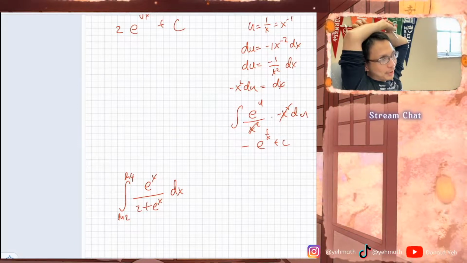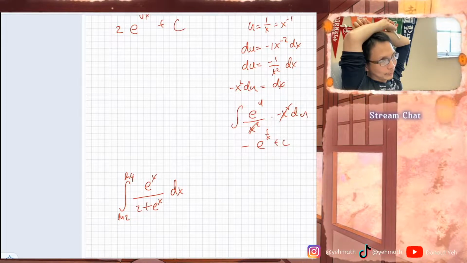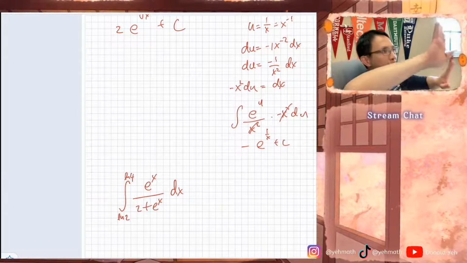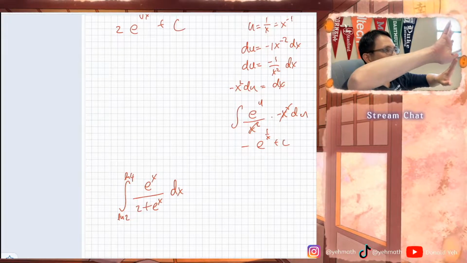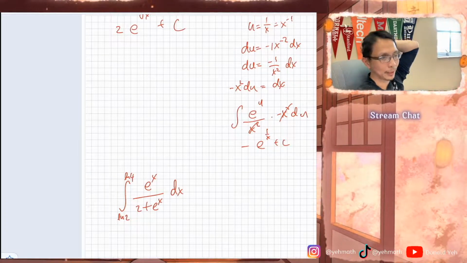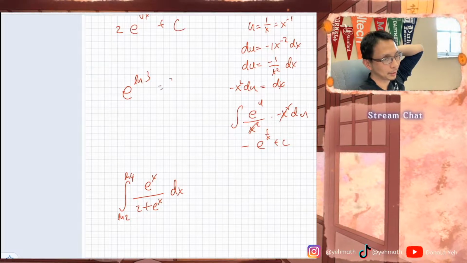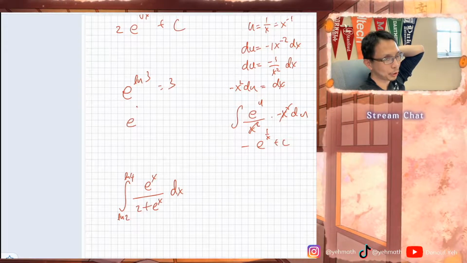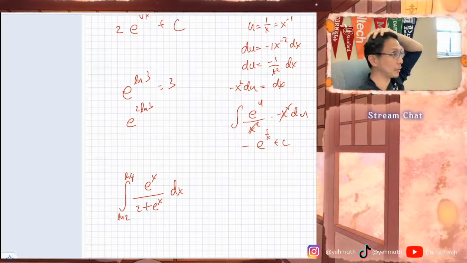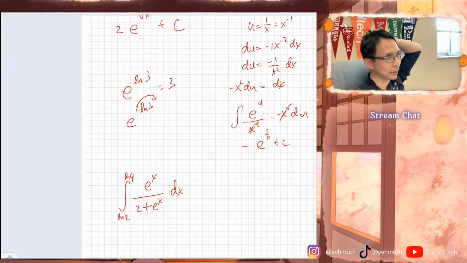e and natural log are inverse to each other. Yes. If e and natural log are directly in a power relationship and there is no gap between, you gotta be careful. Let's say e to the ln of 3, that's just equal to 3. But e to the 2 ln of 3, that's not 3 actually, because you gotta move the 2 up here. Guys, this is actually pretty important.